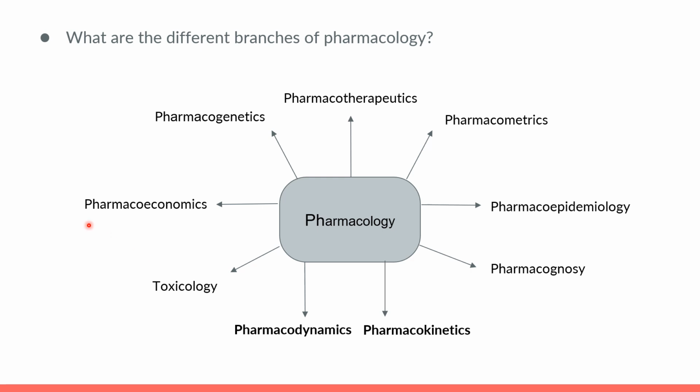Toxicology, pharmacoeconomics study the economical effects of a drug or a pharmaceutical procedure, for example. Pharmacogenetics, the effect of genes. Pharmacotherapeutics, where to give a certain drug in what disease and what it will do. Pharmacometrics, pharmacoepidemiology, and pharmacognosy. These are only some of the many branches that we have in pharmacology.